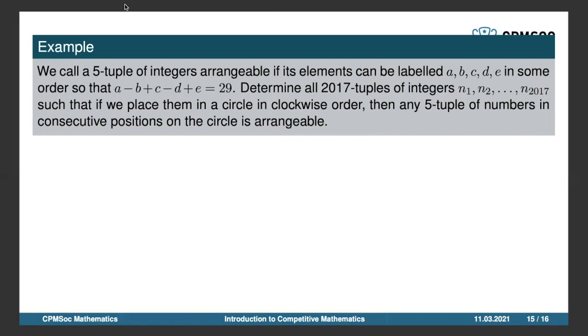Now the question is, find all 2017-tuples of integers around a circle, placed in clockwise order. And the condition is any 5 adjacent numbers have to be arrangeable. So arrangeable uses the definition at the top. So this is not an easy question. There's quite a lot going on. So the first thing that's notable is the number 29, which is equal to the sum.